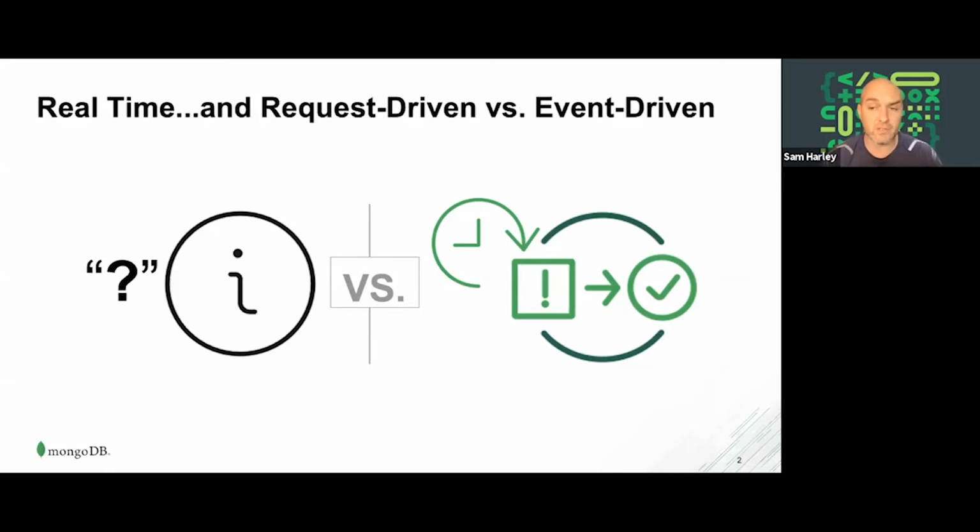Request-driven architectures require users to make requests and wait until that requested information becomes available. An event-driven architecture, on the other hand, proactively makes a stream of data from source systems available in real time. Consuming applications and services can then subscribe to topics of interest and consume this data at their own pace.